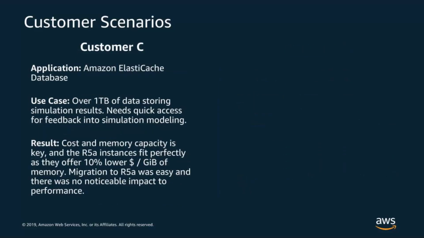Another customer was running an Amazon ElastiCache database, a very memory-intensive workload. They needed over 1 terabyte of data to store the simulation results, and they needed very quick access to that data for feedback into their simulation modeling. So for them, it was all about the cost and the capacity of the memory. They found that R5a fit perfectly as it offers 10% lower dollar per gigabyte compared to R5. The migration was easy, and there was no noticeable impact to their performance for this workload.